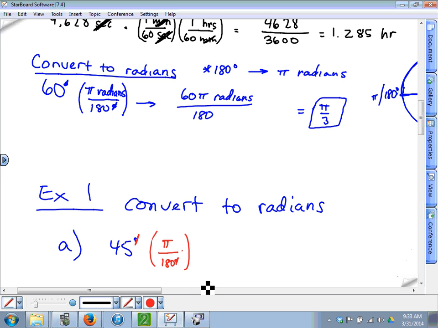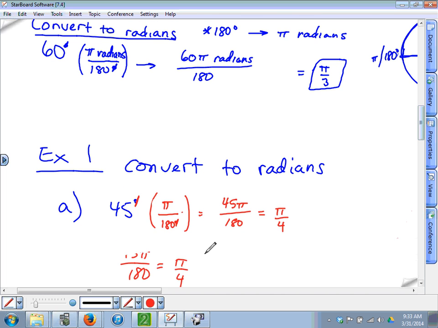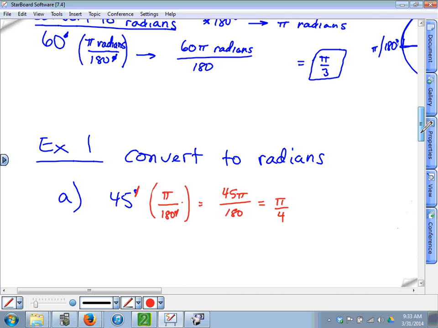Yeah. So this turns into 45 pi over 180. And 45 goes into 180 four times, so this is pi over 4. Any questions on degrees to radians?